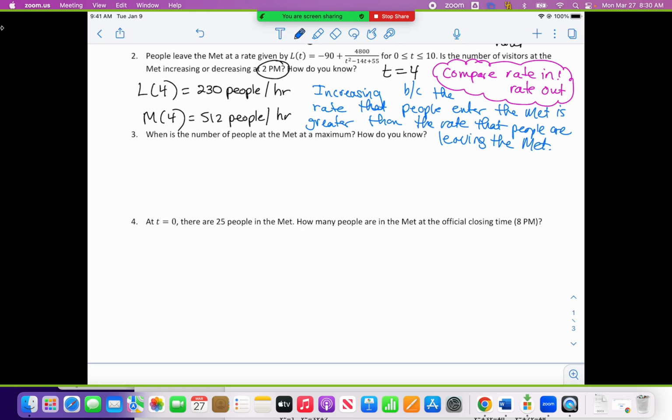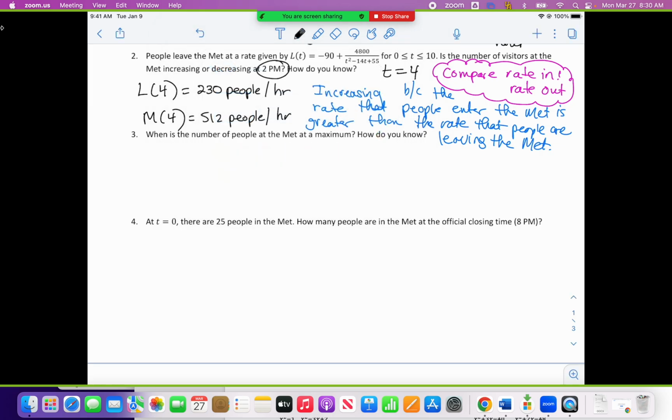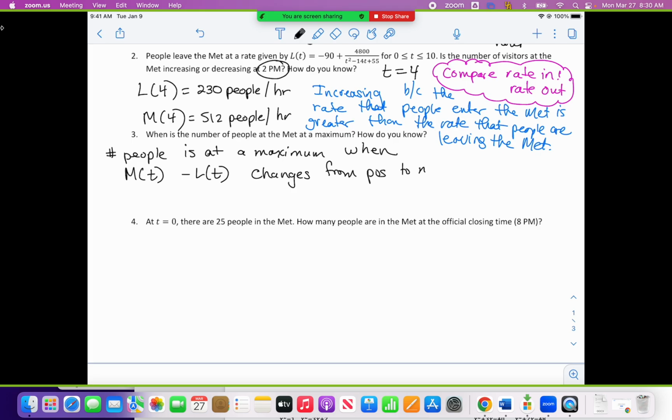All right, then number 3. When is the number of people at the Met at a maximum? Well, the number of people is at a maximum when the number of people entering minus the number of people leaving, that rate, changes from positive to negative.